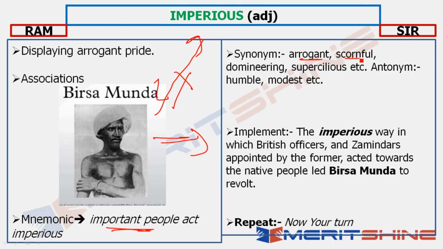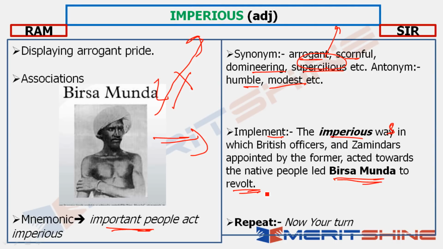Synonyms: arrogant, scornful, domineering, supercilious. This word "supercilious" we have done in the last lecture. Antonyms: humble, modest. Implementation: the imperious ways in which British officers and zamindars appointed by them acted towards the native people led Birsa Munda to revolt.